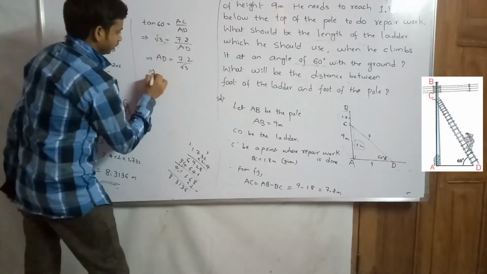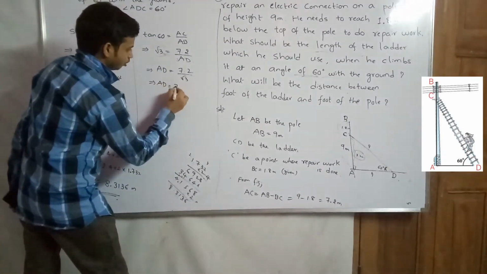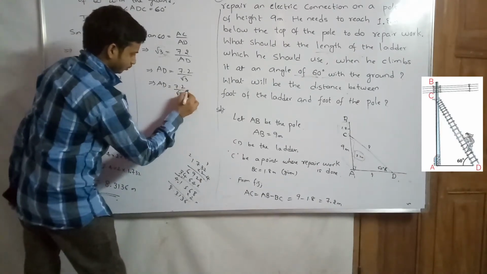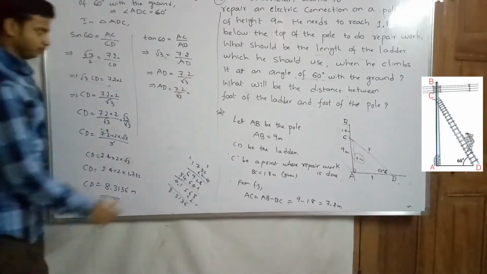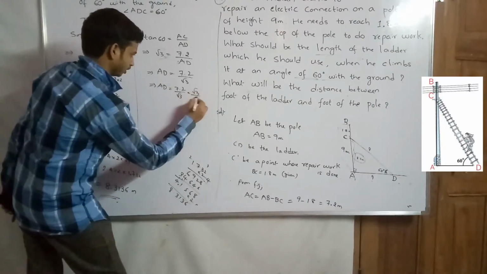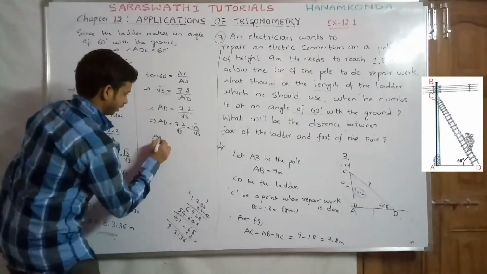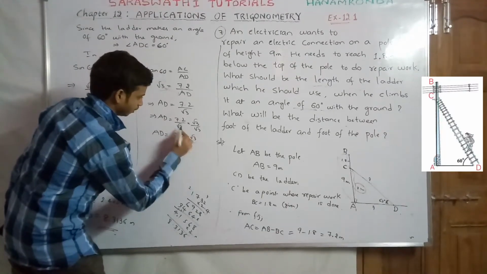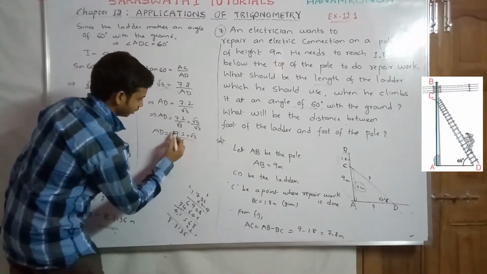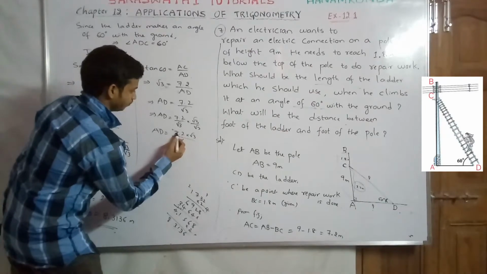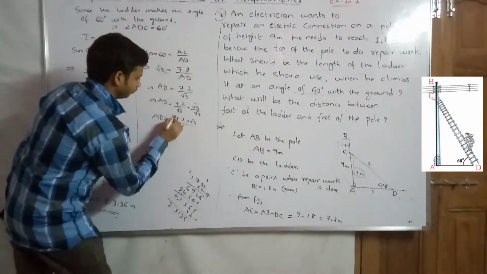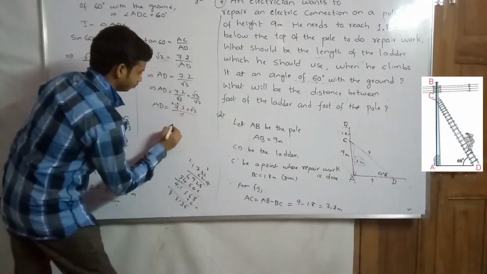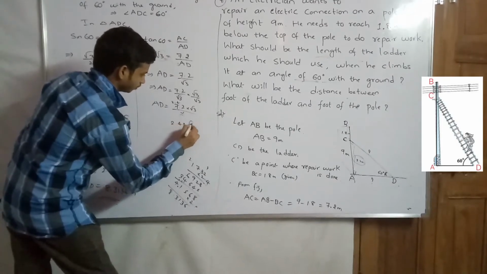So it implies that AD equals 7.2 by root 3, multiplying both numerator and denominator with root 3, that means root 3 by root 3. So AD equals 7.2 into root 3 by root 3 into root 3, which is 3. Again, 3 2s are 6, 1.2 that means 12, 3 4s are 12. So 2.4, so 2.4 into root 3.